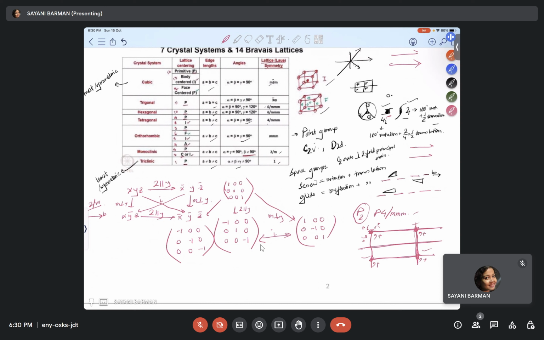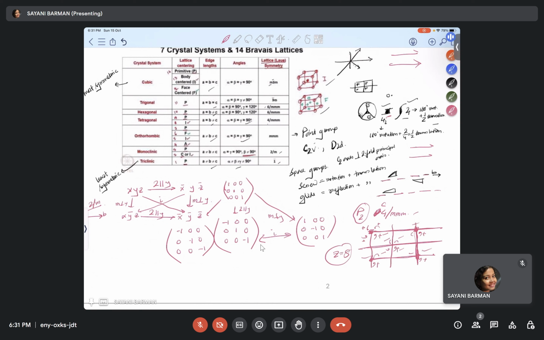Now P is one, and if it is not P, if it is C, then there will be one more line here, and you will get one more point here, and you will get the same structure here also. Within the unit cell, how many equivalent positions are present, that we denote as the Z value. So 1, 2, 3, 4 in the corner, and in the center there are four. So this will be eight.